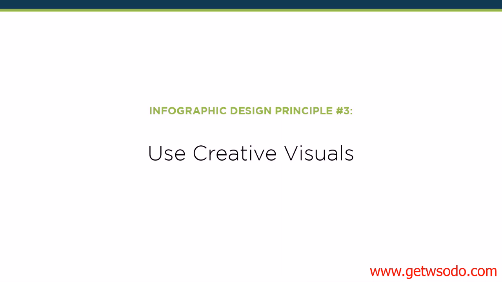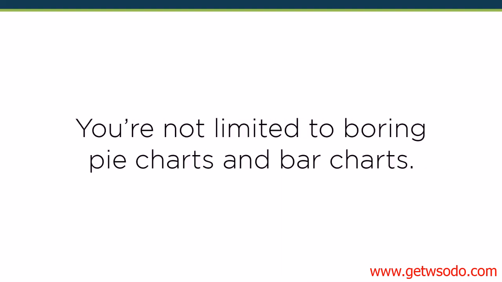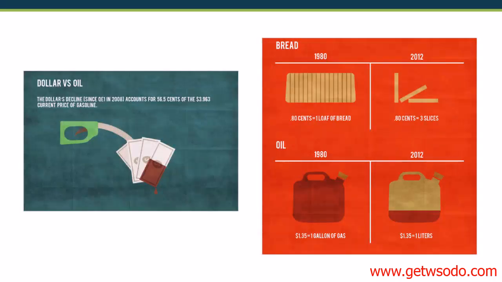One of the cool things about infographics is that you're not limited to boring pie charts or bar charts. So don't be afraid to be creative with how you present your data. This helps your infographic stand out and makes it more memorable to your link creators. For example, I could have used a normal bar chart to represent the value of $1 now versus 1980 here. But I knew the images of coins, bread, and gas cans would stand out. Again, the design here doesn't pop, it's not fancy, but it works.